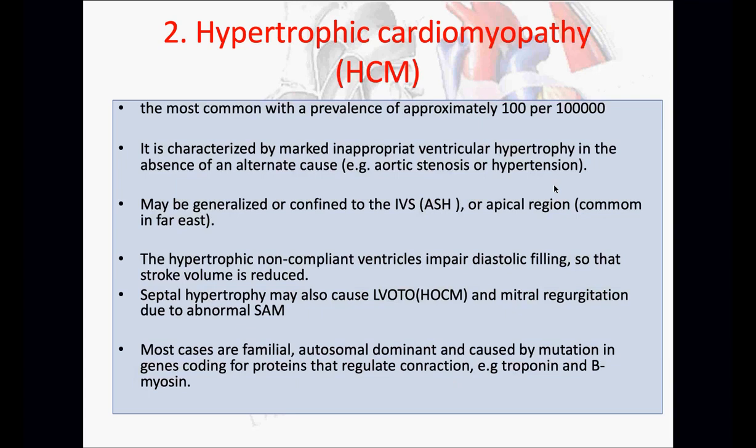Septal hypertrophy also may cause left ventricular outflow tract obstruction and is referred to as hypertrophic obstructive cardiomyopathy. And septal hypertrophy may cause mitral regurgitation due to abnormal systolic anterior mitral valve motion. It is referred to as SAM. Most cases are familial, autosomal dominant, and caused by mutation in the gene coding for a protein that regulates the contraction, for example, troponin and beta-myosin.